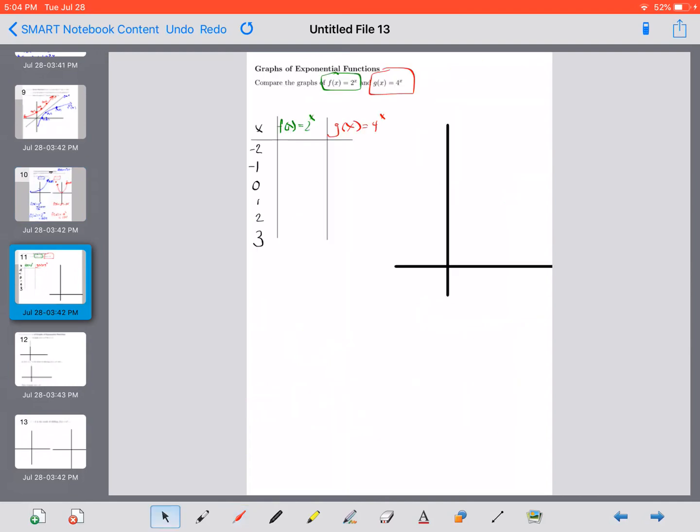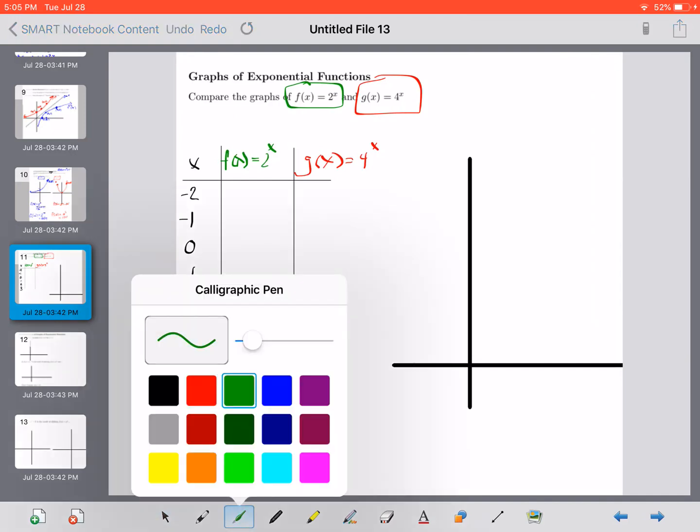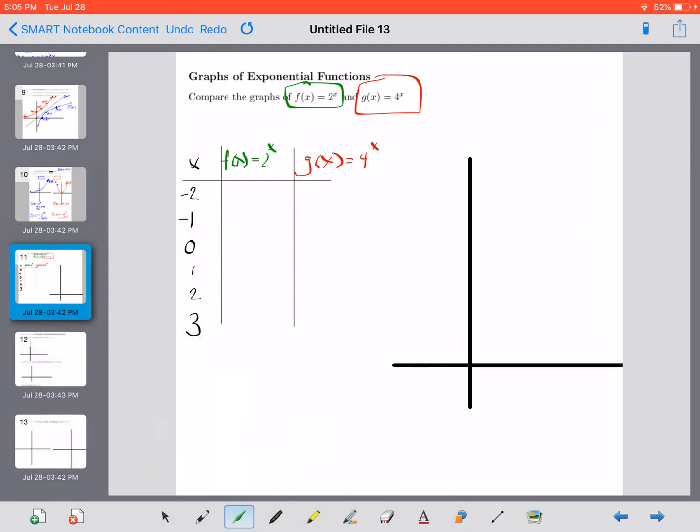So let's try to compare the graph of 2 to the x and 4 to the x. I'm just going to do this by plotting a few points. Let me start with the f of x equals 2 to the x function. If I'm going to plot some points here, let's say x is equal to negative 2, I'll get 2 to the negative 2 power, which of course just means 1 over 2 squared, which is 1/4. If I plug in negative 1, I'll get 2 to the negative 1 power, which is 1 over 2 to the 1, or 1/2. If I plug in 0, I'll get 2 to the 0 power. Anything to the 0 power is just equal to 1.